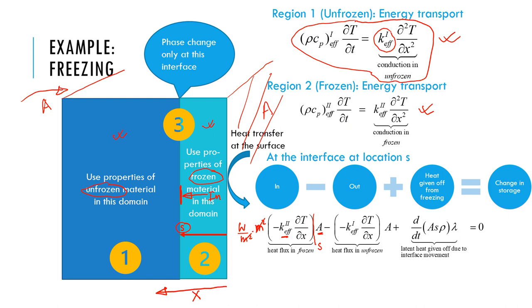And then what's leaving the interface is also the same expression, minus k ∂T/∂x, always keeping track of direction for the flux, and that's what is leaving. So this is out. In minus out, again multiplied by area, is also watts. And then the generation term, we can think of as the heat given off from freezing. So that's the latent heat.